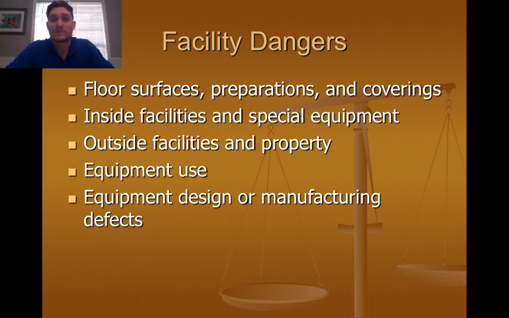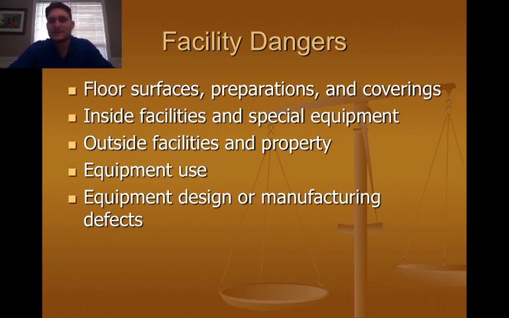And so what are the potential types of dangers? Floor surfaces, how you prep that floor, right? If you put any sort of chemical or any sort of bleach on a mat, you got to make sure that people aren't using it immediately after, and then covering things up as well.